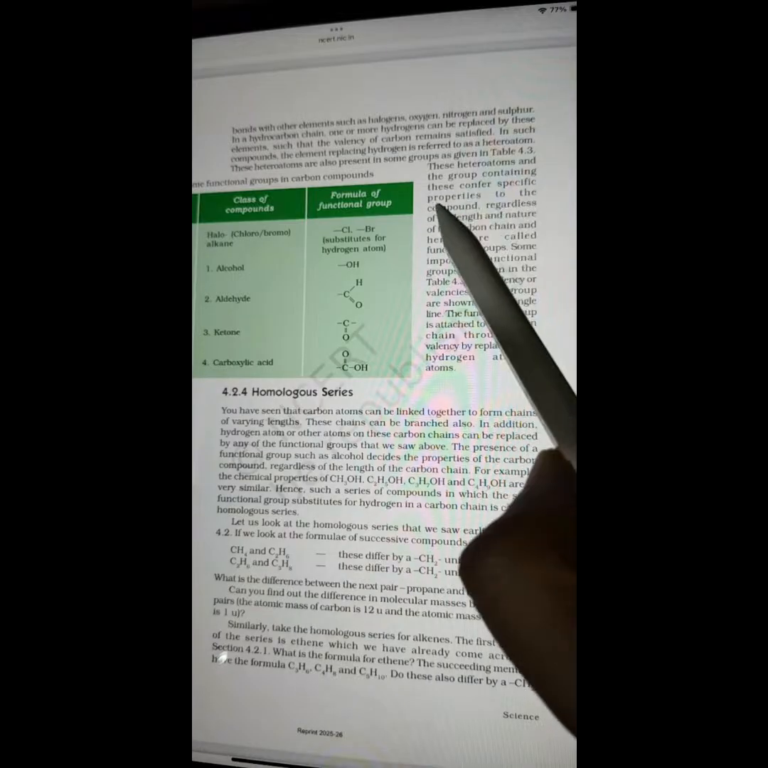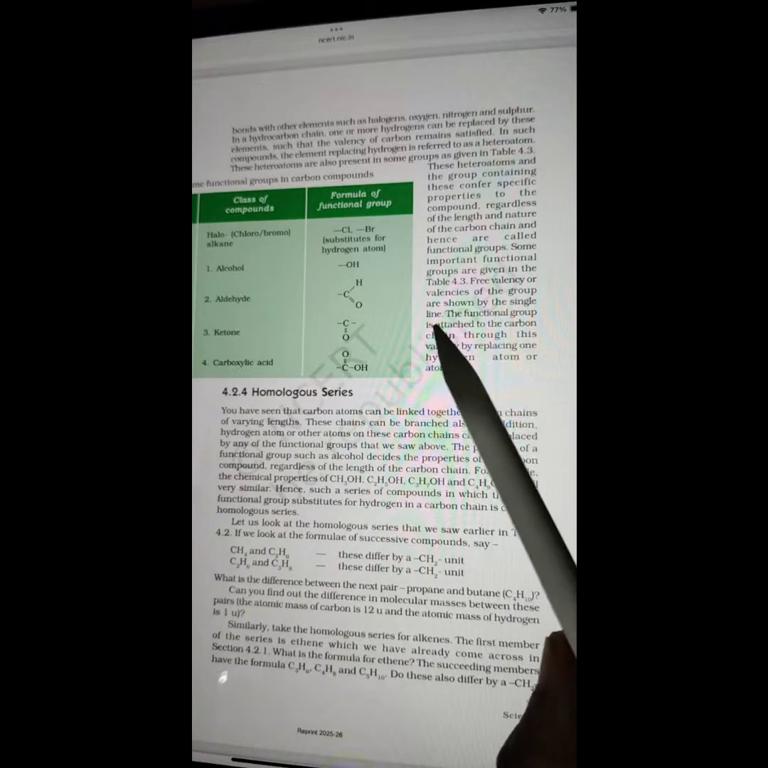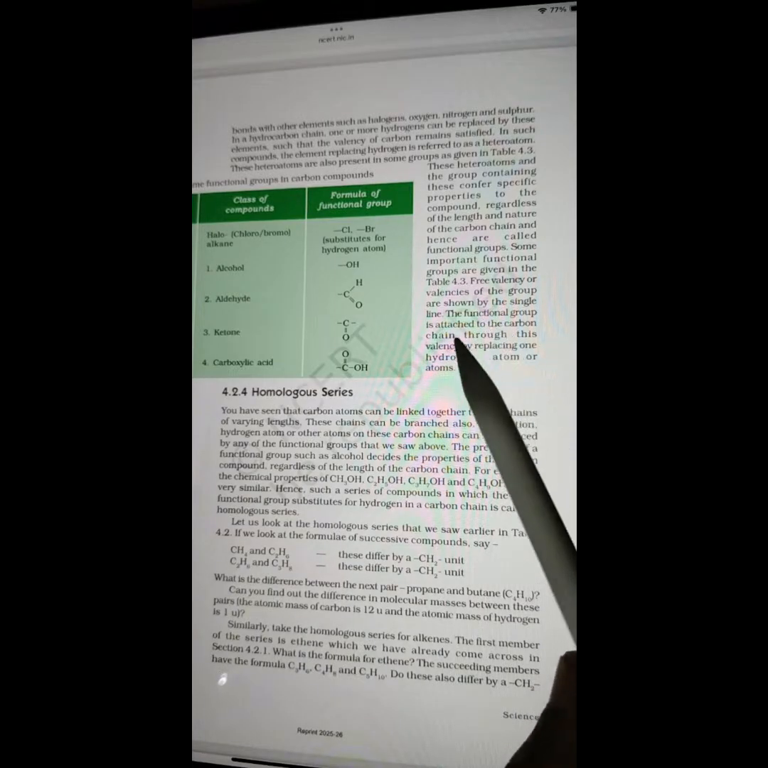These heteroatoms and the groups containing them confer specific properties to the compound regardless of the length and nature of the carbon chain, and hence are called functional groups. Some important functional groups are given in table 4.3. Free valencies or valencies of the groups are shown by the single line. The functional group is attached to the carbon chain through this valency by replacing one hydrogen atom or atoms. So this table is very, very important.